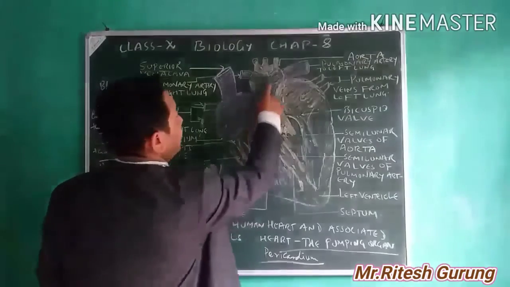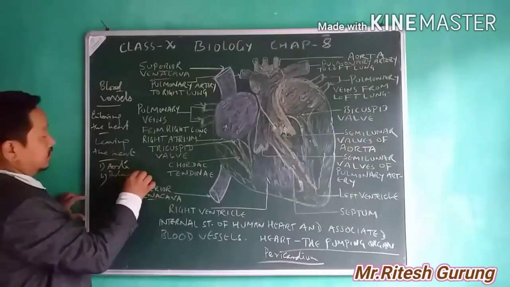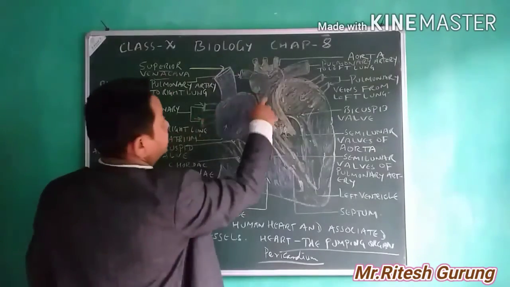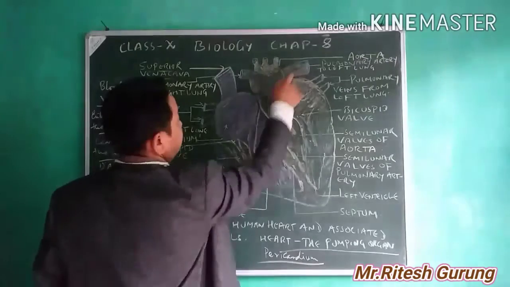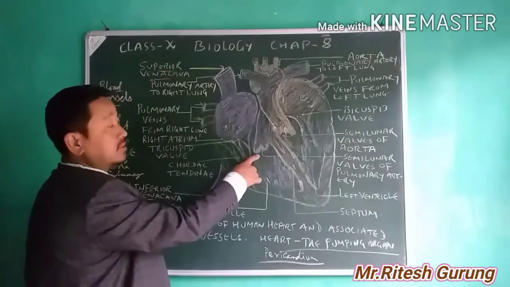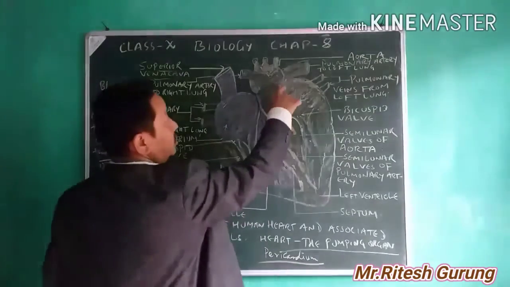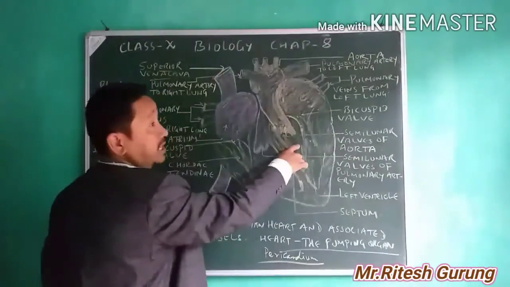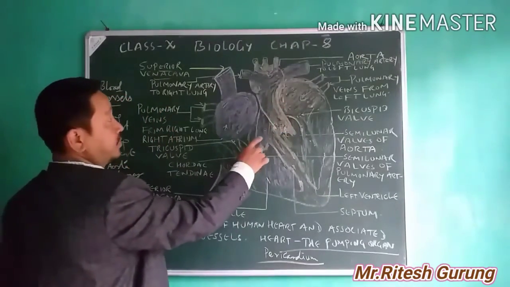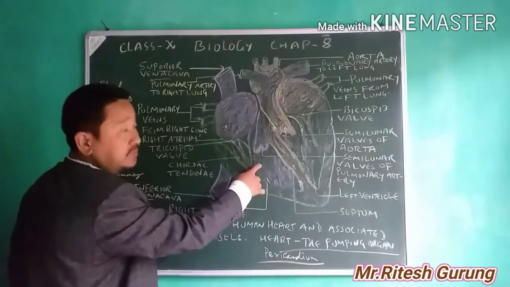Then what is there? Your pulmonary artery. See here, this is a pulmonary artery, from the right ventricle. This is your left ventricle. Your aorta will carry the pure blood from the left ventricle, and here it is called your pulmonary arteries from the right ventricle.